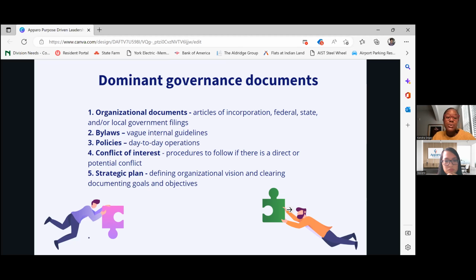Now, when it comes to numbers 2 through 5, these are governing documents that the board should heavily rely on. The bylaws are very vague internal guidelines. They give you a direction and a sense of how you should handle things. But policies give you really deep instructions, and these are more day-to-day operations. The reason bylaws are a little more vague is that it takes more time to make a bylaw change as opposed to a policy change.